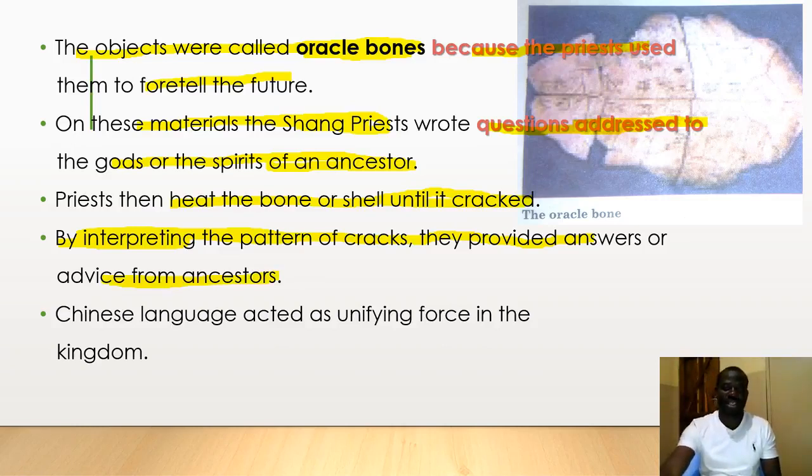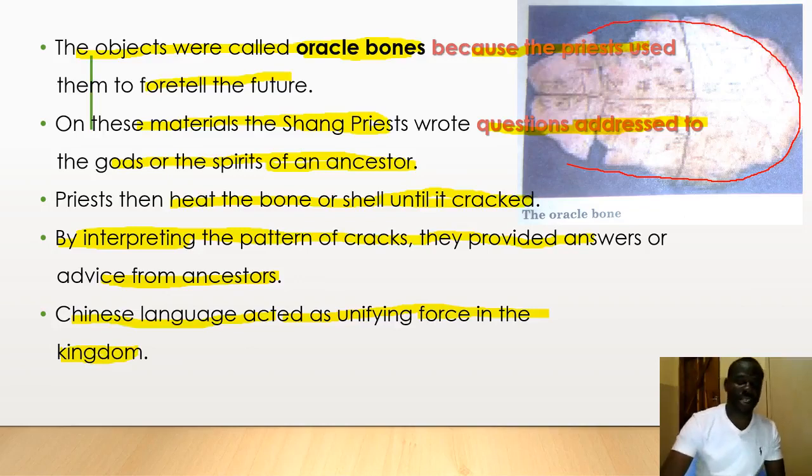So the Chinese language acted as a unifying force in the kingdom of the Shang. Here in the picture, what you see is an oracle bone. We have said that they were writing on tortoise shells or bones. So this one is one of the examples of it.